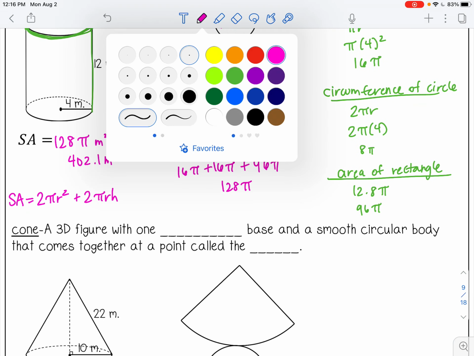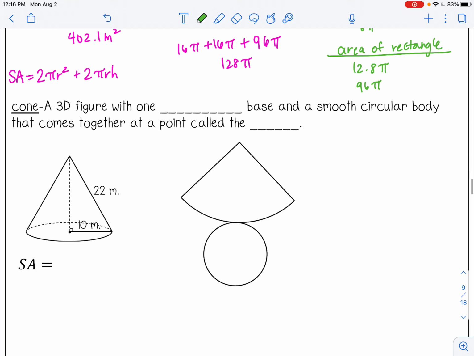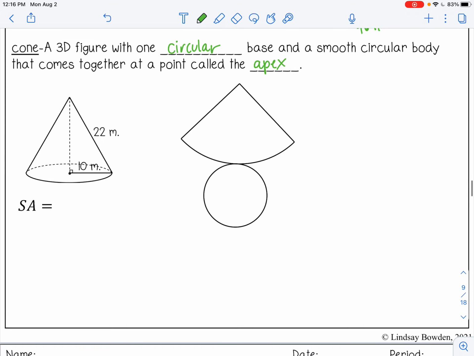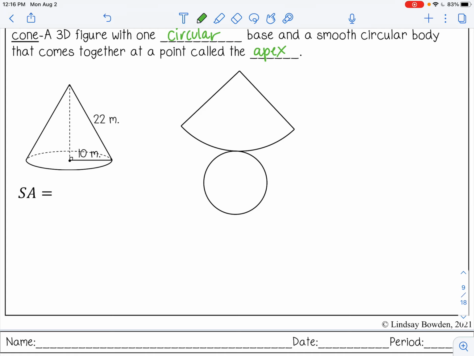Alright, let's move on to the cone. A cone is a 3D figure with one circular base and a smooth circular body that comes together at a point called the apex. Now if you look at this net, this is a sector area here. We do know how to find sector area, but we don't have the central angle here. So in this case, I'm going to use the formula for a cone, which is pi r L plus pi r squared.